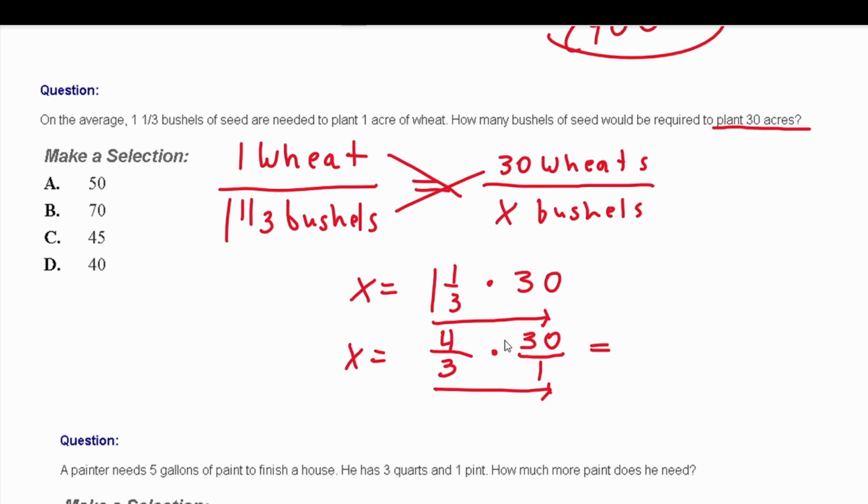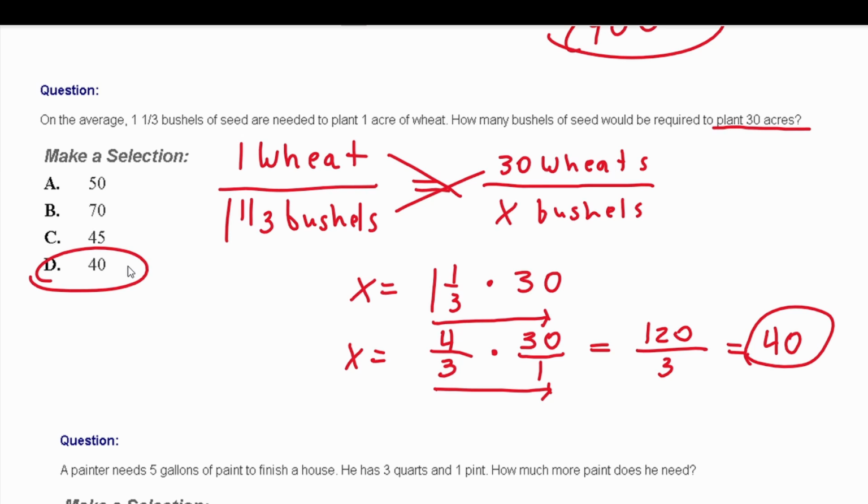And we can reduce if we want to, but I'm not going to do that. 4 times 30 is 120. 3 times 1 is 3. 12 divided by 3 is 4, and tack on our 0. And so we can see x refers to bushels. In other words, if we plant 30 acres of wheat, that should yield 40 bushels for us. Okay?